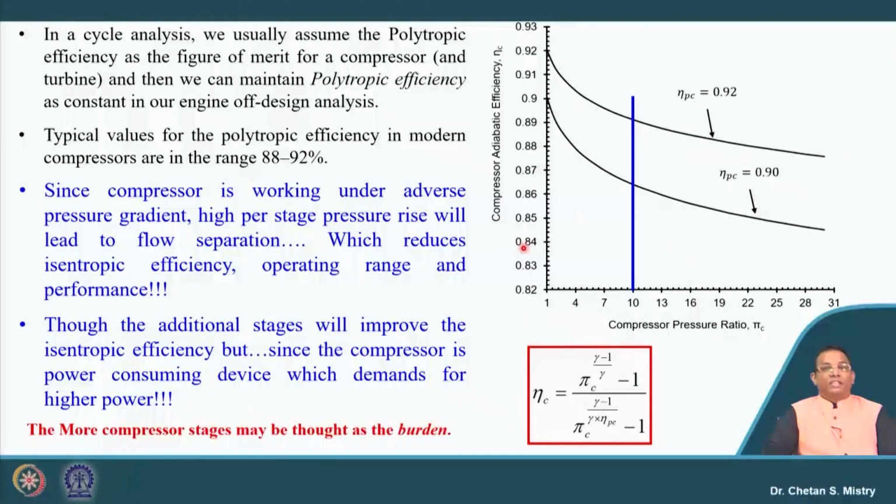The reason is that if I use a higher per stage pressure rise, then I have problems in terms of efficiency, operating range and performance. That is because of the adverse pressure gradient. So we will try to put in additional stages to avoid the flow separation problem and to improve efficiency, but then we have another kind of issue. The issue is that since the compressor is a power consuming device, my power requirement will be higher.